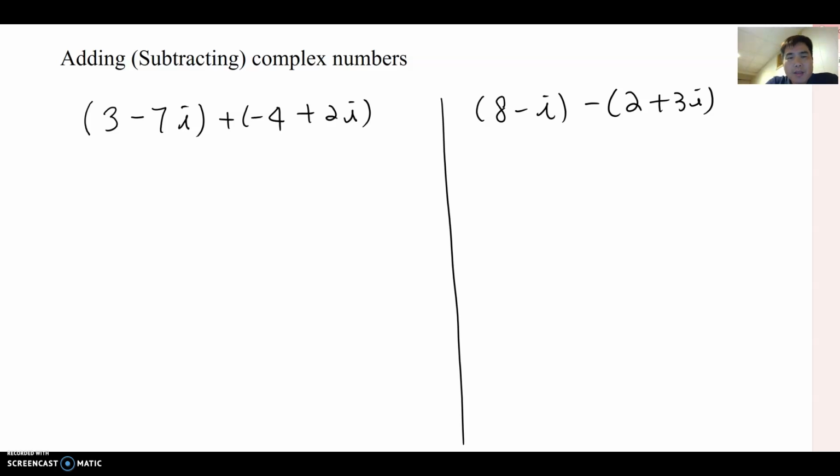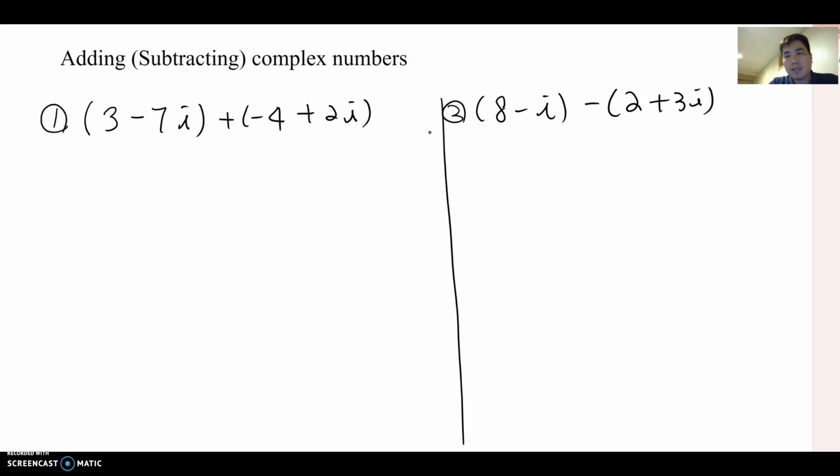Welcome back. This time we will talk about adding or subtracting complex numbers. I provided two questions already, so let's start solving those problems together. First one, I'm going to put number 1 here so we won't be confused. (3 minus 7i) plus (negative 4 plus 2i).